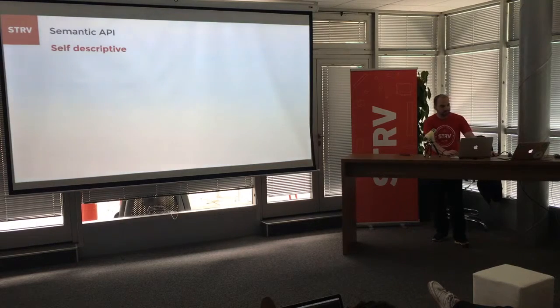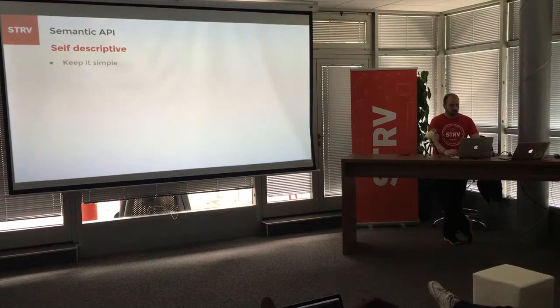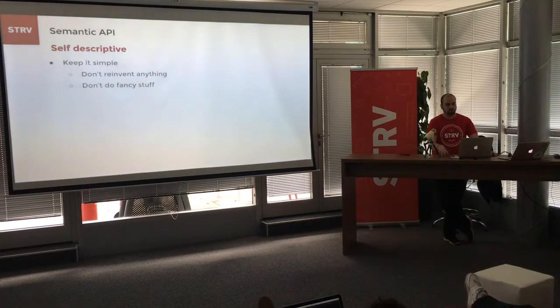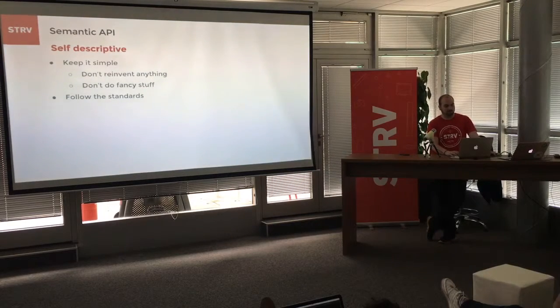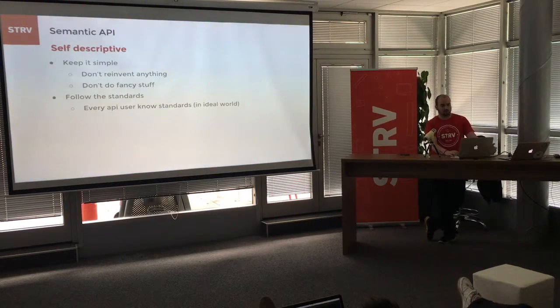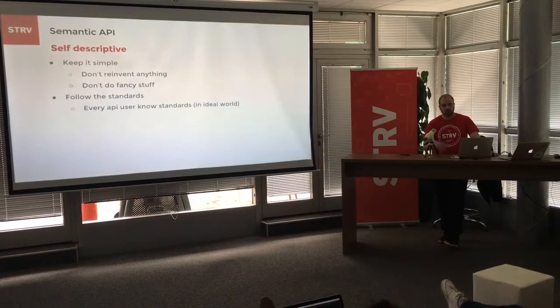So let's start with the semantic API. It means that the API should be self-descriptive. This means keep it simple. Don't reinvent anything, and don't do any fancy stuff which you don't need in API design. There are a lot of standards for how to build an API, and it's good to follow them. They are there for a reason, and every developer, who is your potential consumer of your API, knows the standard. So it will be very easy to work with your API.